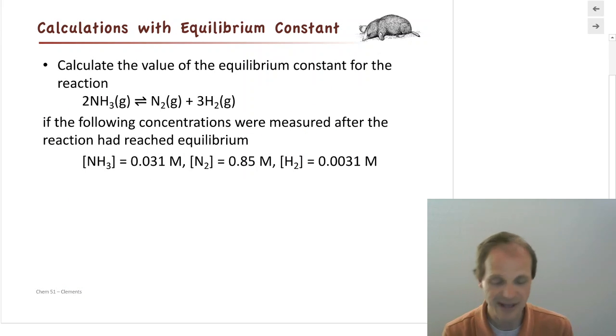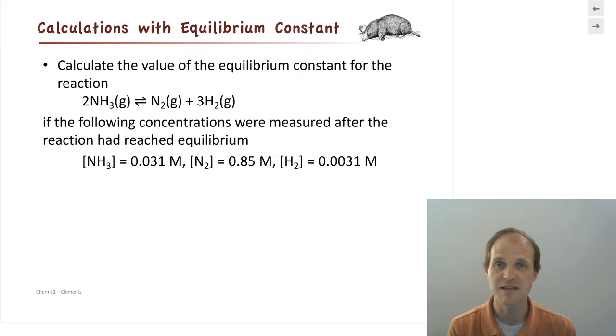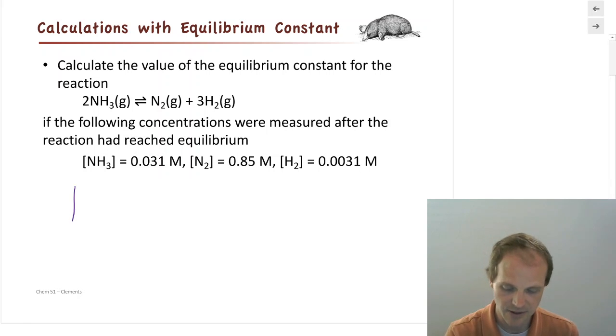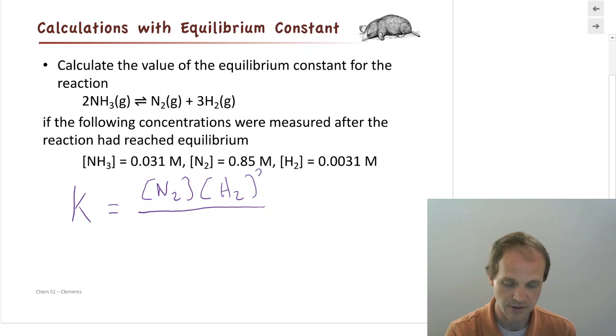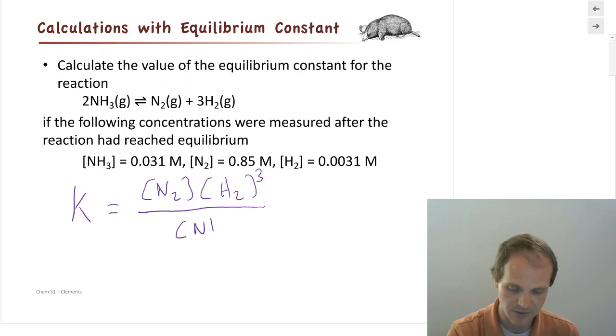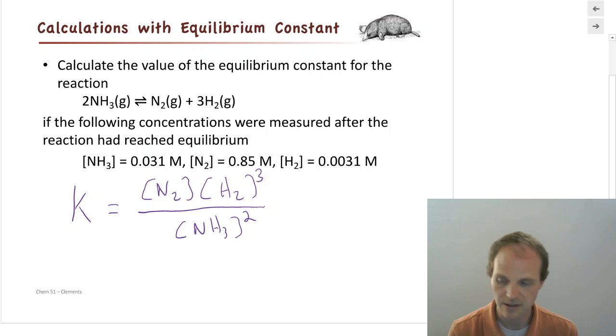All right, so let's go ahead and do some calculations with our equilibrium constant. We're going to calculate the value of the equilibrium constant for this reaction because somebody ran an experiment and measured the concentration of all 3 of those species at equilibrium. That makes it really easy. When you have equilibrium concentrations, it's really easy to calculate an equilibrium constant. Let's write the form of our equilibrium constant. It's going to be the concentration of N2 times the concentration of H2 cubed, right? We've got to raise it to that power, over the concentration of NH3 squared. And that is going to be our equilibrium constant.